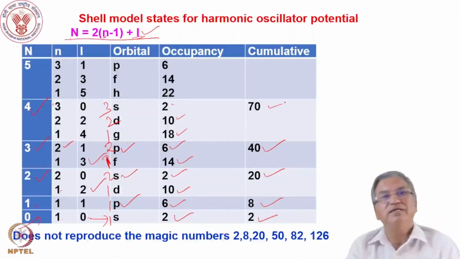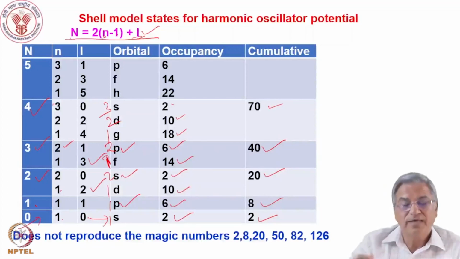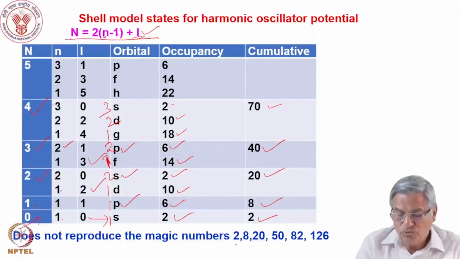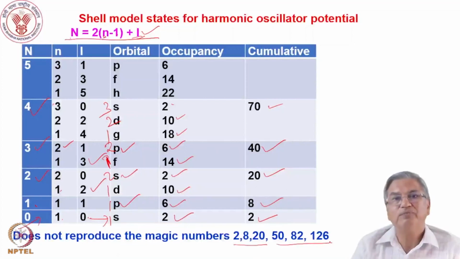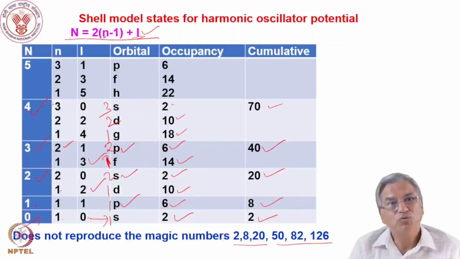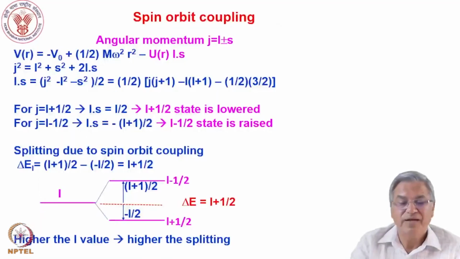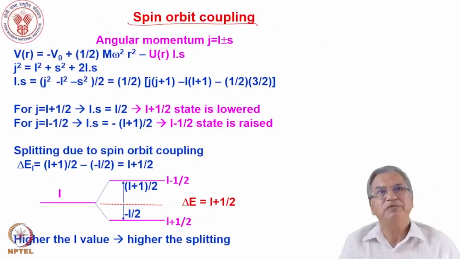So you can see here that by filling the orbitals using this formula and their occupancy, we are not able to reproduce the magic numbers. Of 2, 8, up to 20, you can reproduce, but beyond that, the important magic numbers 50, 82, 126, we are not able to reproduce. So that means there is something missing in the shell model which we have not taken into account. And so that is where the spin orbit coupling becomes important.